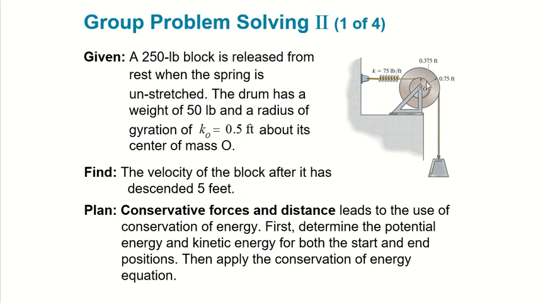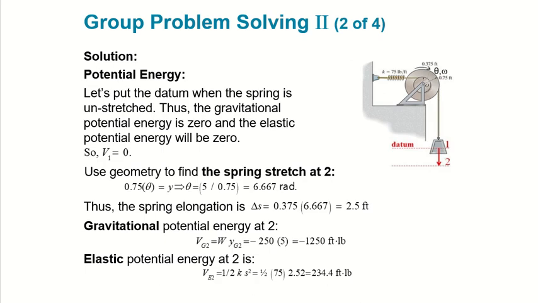So we need to do the conservation of energy from here to here. First we're going to determine the potential energy, the same thing: potential energy at position 1 is 0, and at position 2 the spring is going to be stretching, so we put that in and you will get that. Your spring elongation when it's pulled out is going to be 2.5 feet. Just listen, you don't really need this, I won't ask you this one.